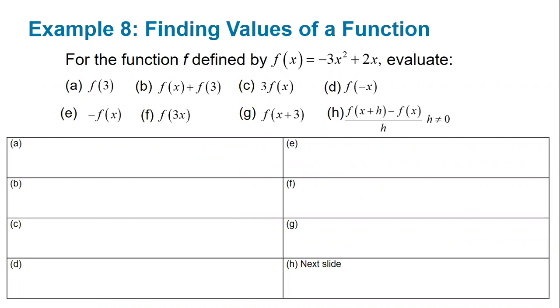All right. So we're going to start with letter A, and letter A says we are evaluating the function negative 3x squared plus 2x at f of 3, right? And what does f of 3 tell me I'm doing? I'm going to substitute in for x, right? So wherever x is, it now becomes a 3. So we have negative 3, that's not a squared, plus 2 times 3.